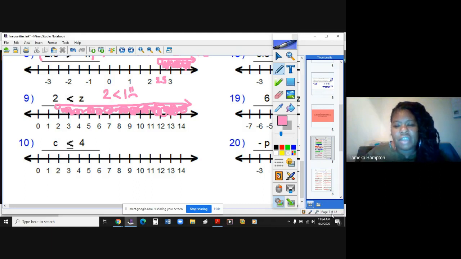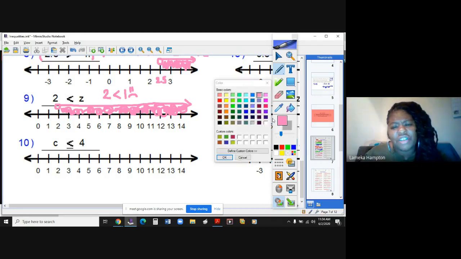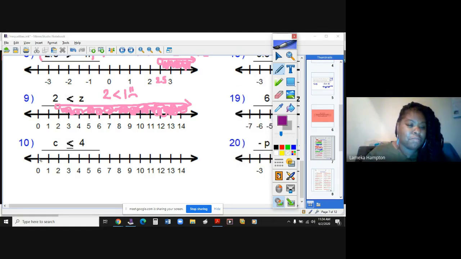And last but not least, all right, I'm going to go ahead and change it, y'all. I'm sorry. I mean, it is a pretty color, though. It really is. Let me use purple. Purple is the color of royalty.